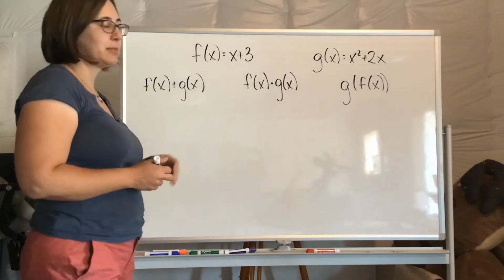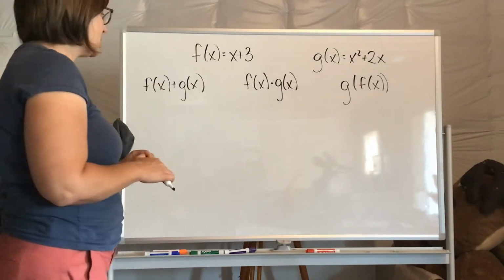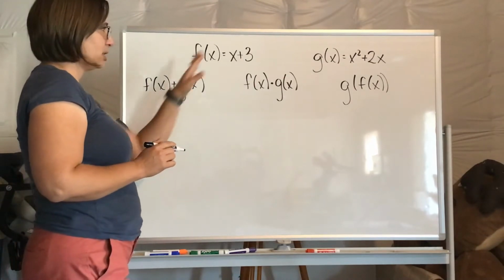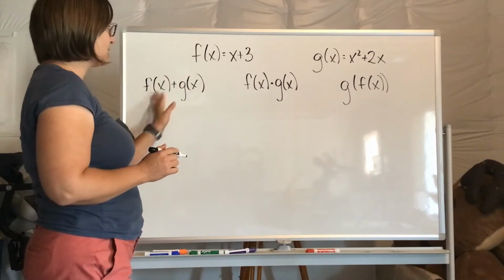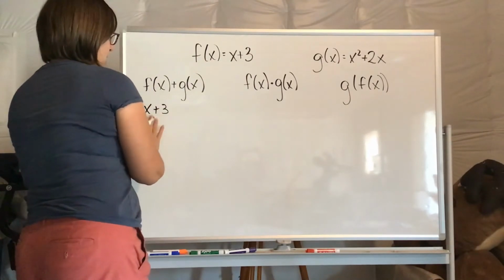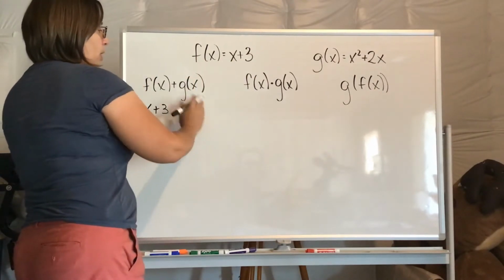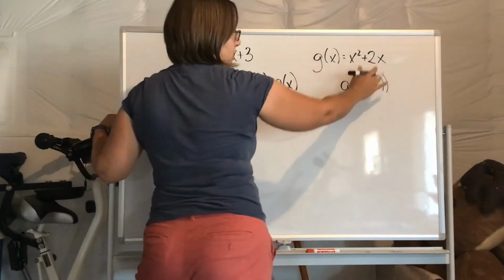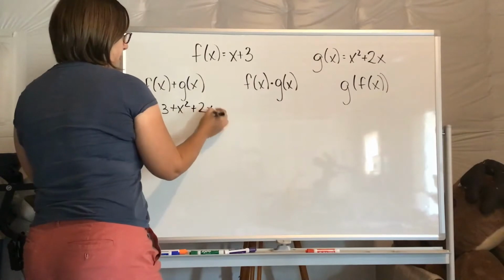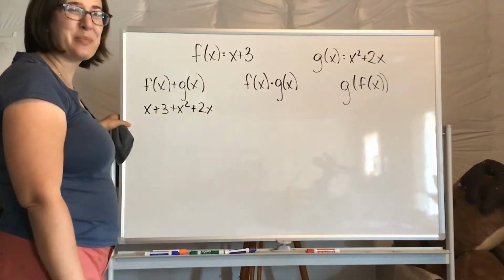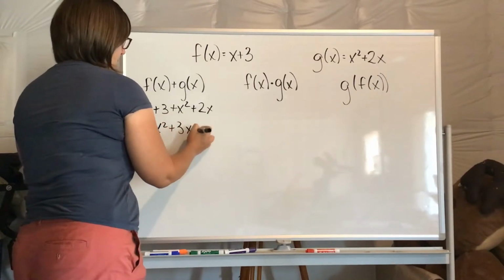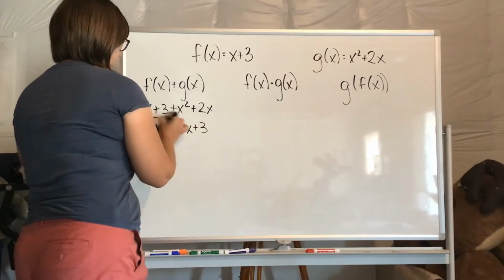So I wanted to look at some compound functions here. In this situation, we want to add f of x to g of x. So where we have f of x, we can just plug in x plus 3, because that is f of x. Where we have g of x, we can substitute in x squared plus 2x. And from here, we would just have to combine like terms. x squared plus 3x plus 3.